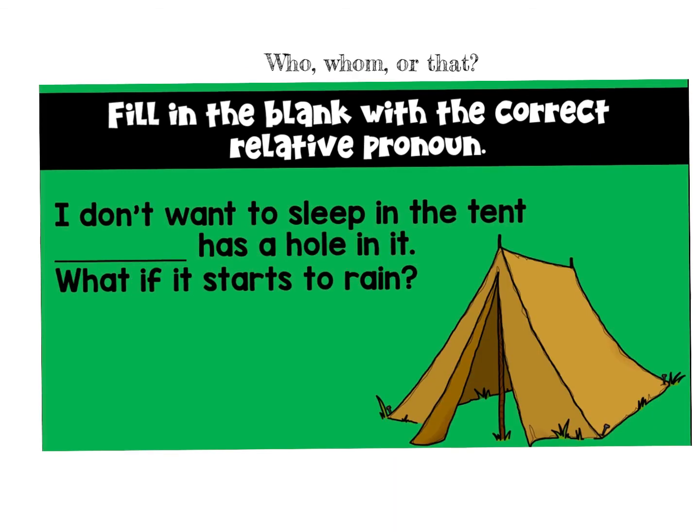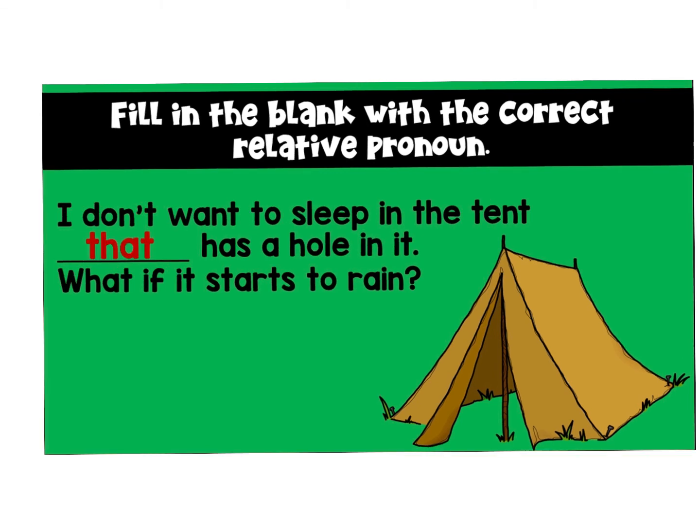Let's try one last one. Fill in the blank with the correct relative pronoun: who, whom, or that. I don't want to sleep in the tent who, whom, or that has a hole in it. What if it starts to rain? Now, the noun that this adjective clause is giving us more information about is tent. So keep that in mind. Is that a thing or a person? Tent is a thing, so I should know that I need to use that. I don't want to sleep in the tent that has a hole in it. What if it starts to rain?